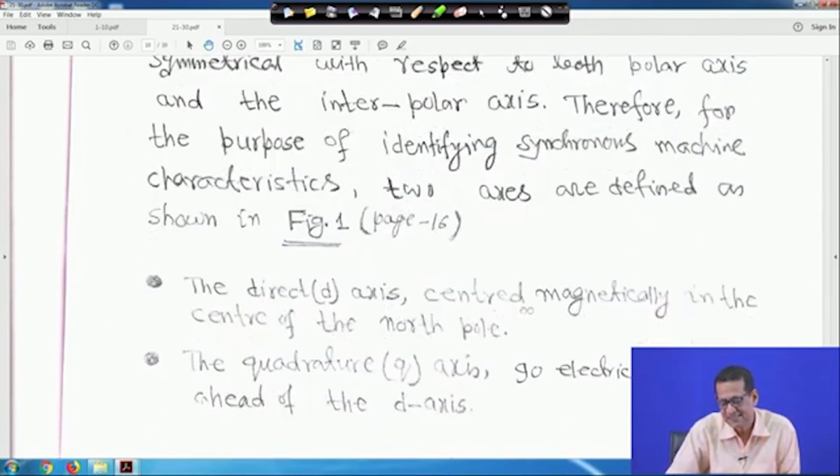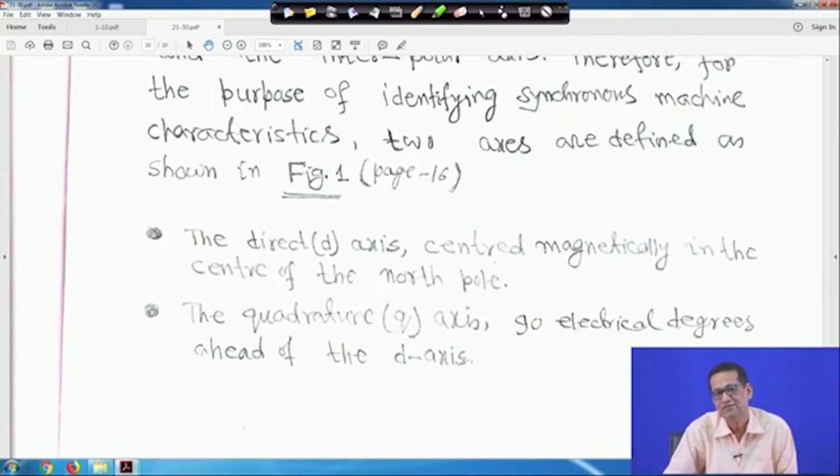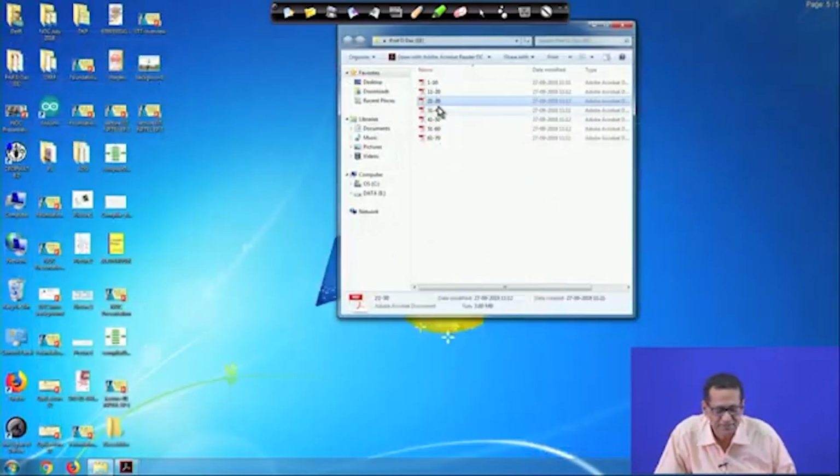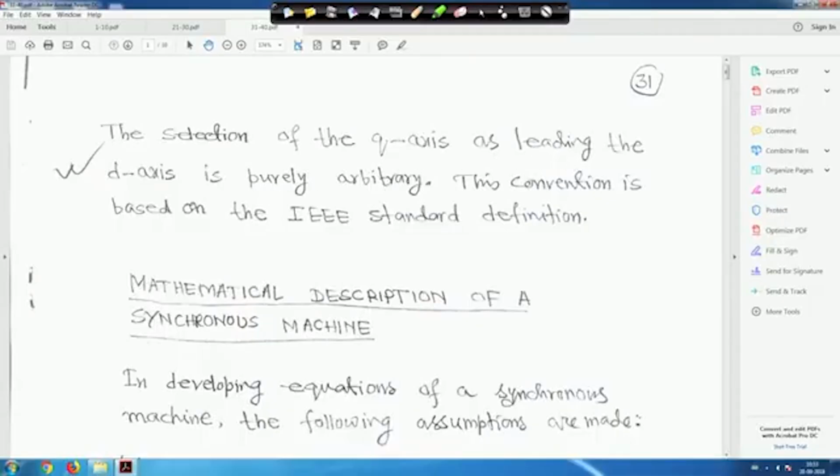Now, the direct axis is centered magnetically in the center of the north pole. If you go to diagram 1, you will see that we have already discussed it. And the quadrature axis is 90 electrical degrees ahead of the d axis, as per the IEEE standard. The selection of the q axis as leading the d axis by 90 degrees is purely arbitrary. This convention is based on the IEEE standard definition, right.